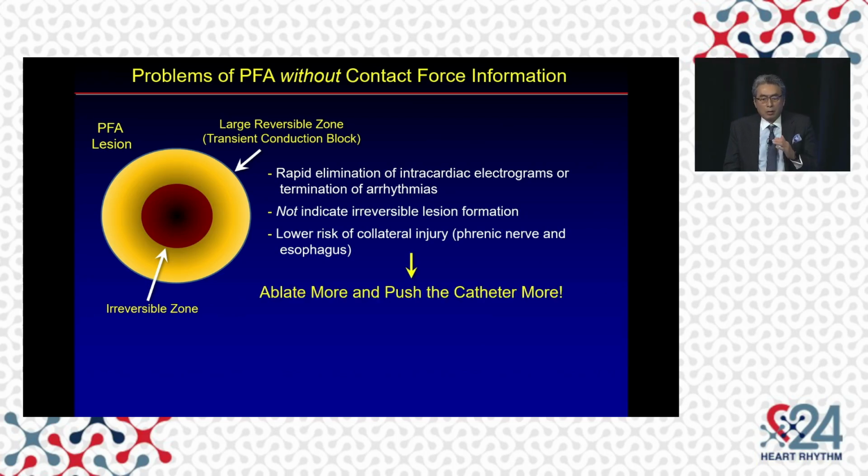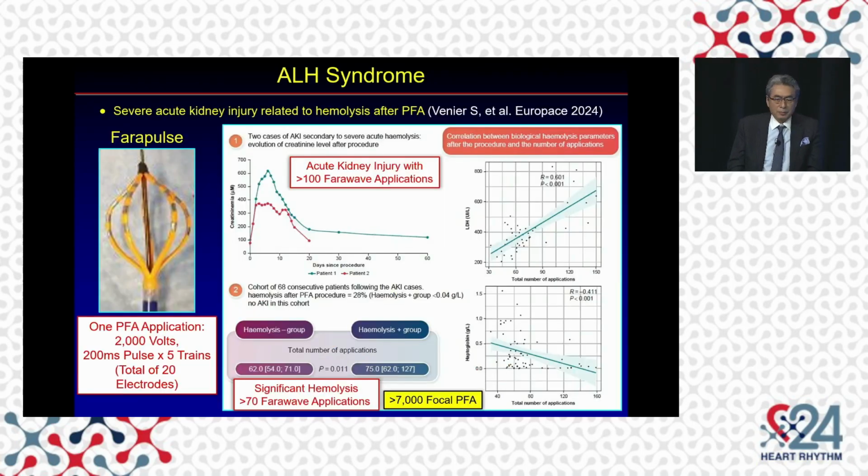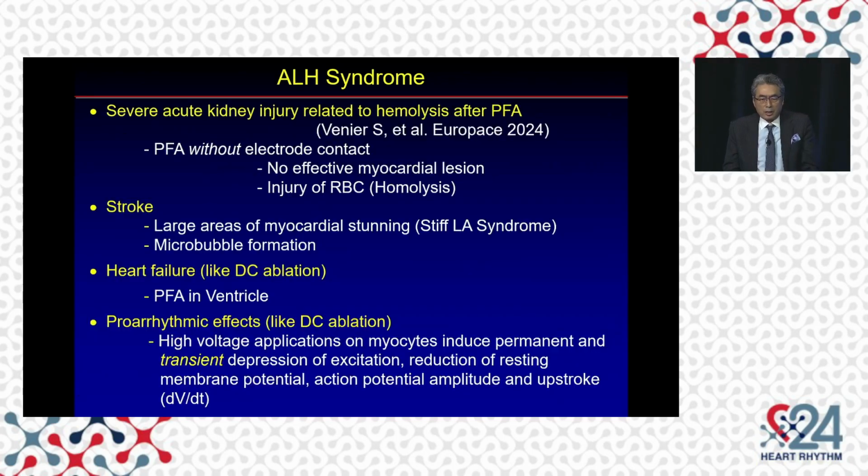You might say, why don't you ablate more, push the catheter more, but that results in the ALH syndrome? That stands for ablate like hell syndrome. So here's the ALH syndrome: acute kidney injury related to hemolysis after PFA. Using this catheter, more than 100 FARAPULSE applications result in severe acute kidney injury, and they're reporting that more than 70 applications is associated with significant hemolysis. That's actually, by my calculation, 7,000 focal applications. So again, the ALH syndrome includes acute kidney injury due to hemolysis.